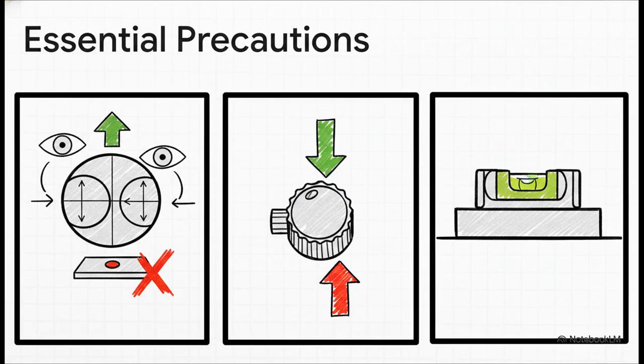Now, to get a really clean result like this, you got to be careful about a few things. First, you have to get rid of something called parallax error, basically making sure your eye and the crosshairs move as one. Second, to avoid any slack in the focusing knob, you should always make your final focus adjustment by moving the microscope upwards. And of course, the whole setup needs to be perfectly level.